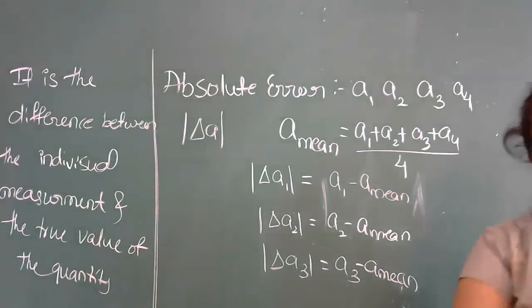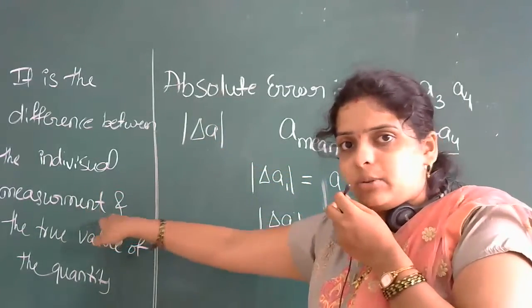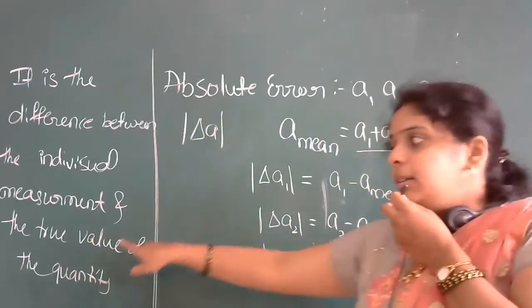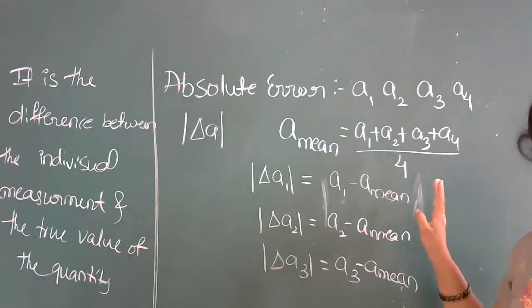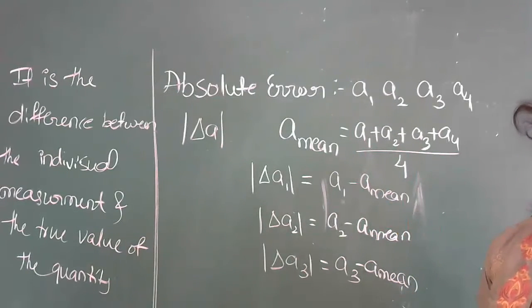So absolute error is defined as the difference between the individual measurement and the true value of the given quantity. True value means what here? True value is nothing but the mean of the given values.